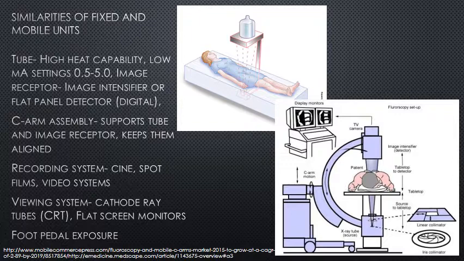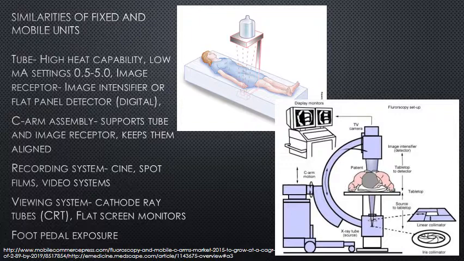The image intensifier itself is the image receptor, and it could be a flat panel detector in digital imaging, which we'll talk about in a later study. So there's a recording system typically that helps you to review a dynamic study. And then there's viewing systems that are attached. In the older days, they were cathode ray tubes, which are called CRTs, or flat panel monitors. And all of them now have a foot pedal exposure.